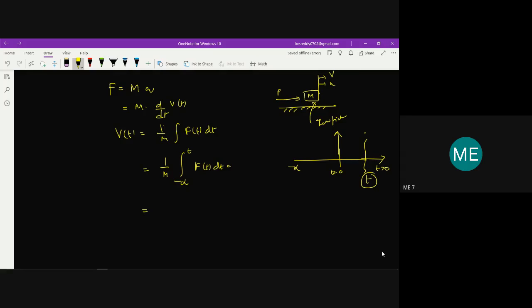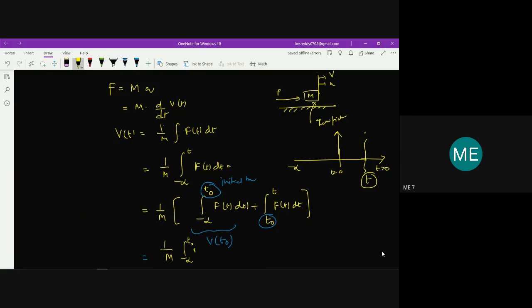So if I split this into two integral parts, that is minus infinity to 0 of f of t dt, with 1 by m taken out, plus the integral from t naught to t of f of t dt. Here we can take this t naught as the initial time or initial conditions. So 1 by m times the integral of minus infinity to t naught of f of t dt is taken as v of t naught.